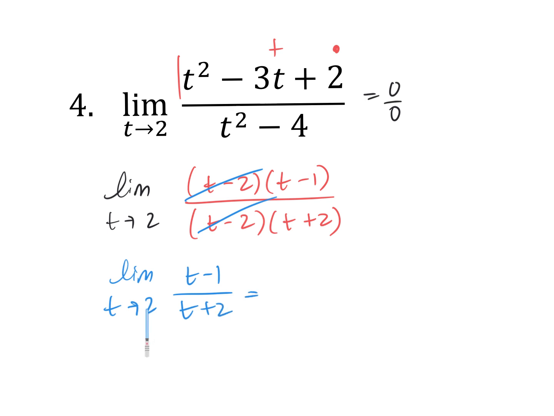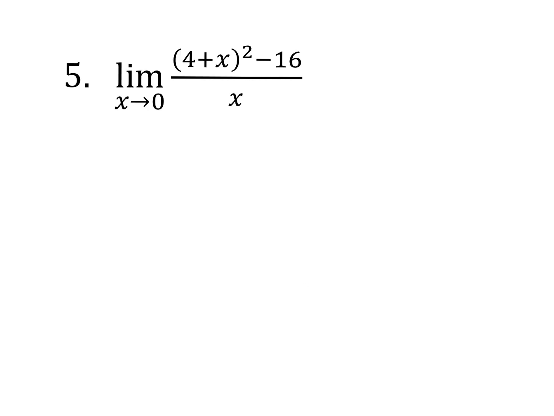What happens when I plug in 2 here? 1 over 4. I love it. We're on number 5. We're breezing. What happens if I plug in a 0 here? Annoying. 0 over 0. Whoa.